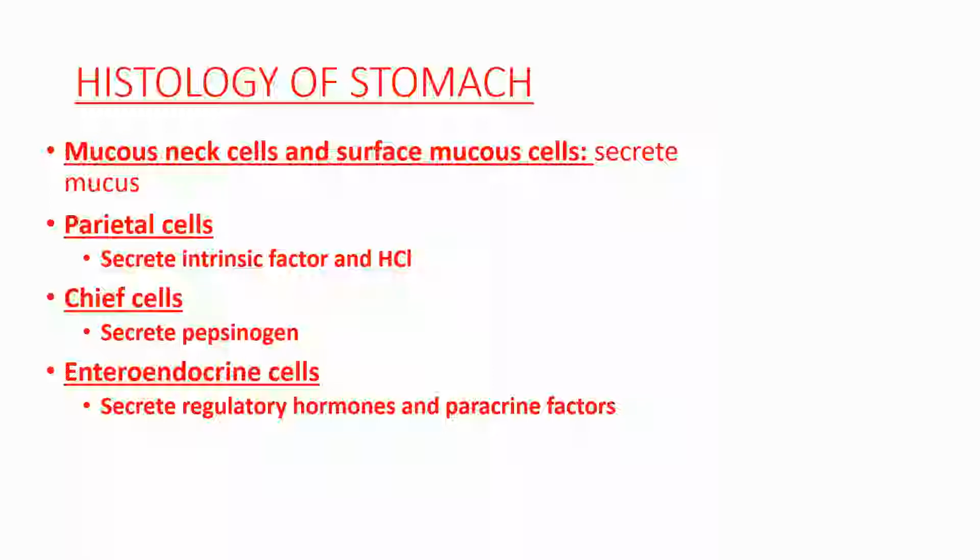The population of cells found in the lining of the stomach and in the stomach glands are mucous neck cells, which secrete mucus. Mucus is an alkaline product that buffers the acidity of the stomach. Parietal cells are going to secrete intrinsic factor and hydrochloric acid. Intrinsic factor is needed for the absorption of vitamin B12.